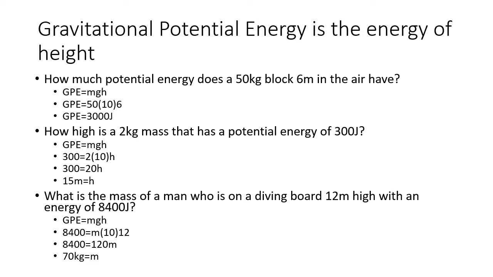If we were trying to find the weight instead, of course, we would not divide out that 10 because mg is the weight. So if we were to take 8,400 and divide by 12, we would end up with 700 newtons, which would be this man's weight.